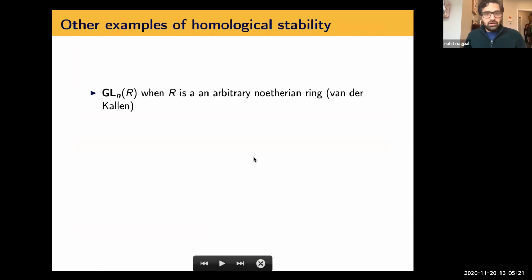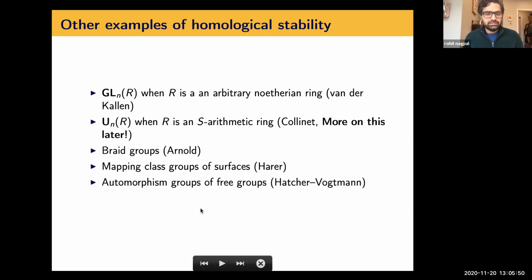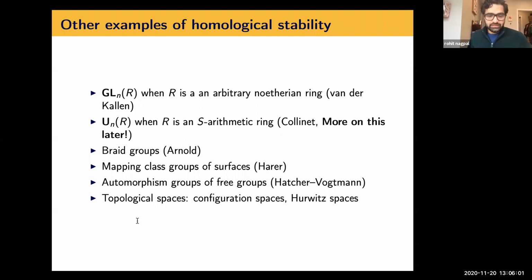Let's see some other examples. Here we have the example GL_n(R). It also satisfies homological stability. This is due to van der Kallen. Unipotent groups, when R is an S-arithmetic ring. This is what I'm going to concentrate on later during this talk, and this is a pretty interesting case that I'm going to explain. This is due to Collinet. And there are some other examples: braid groups, mapping class groups, automorphism groups of free groups. And we also have some examples of topological spaces like configuration spaces and Hurwitz spaces.